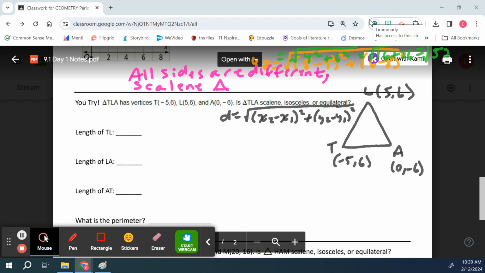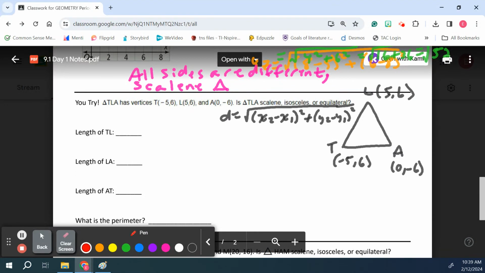All right, so you guys have a pretty decent understanding of what's happening, but I just want to go over that one more time. Silly mistakes always get made, but we've got to make sure that we solidify these before an assessment, right? So let's take a look at TL. Here is point T, here is point L. If I do this as X2, Y2, and this is my X1, Y1, I'm going to have -5 minus 5 quantity squared plus, in this case, 6 minus 6 quantity squared.